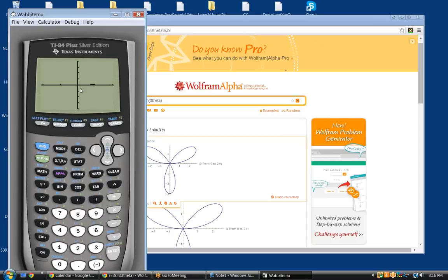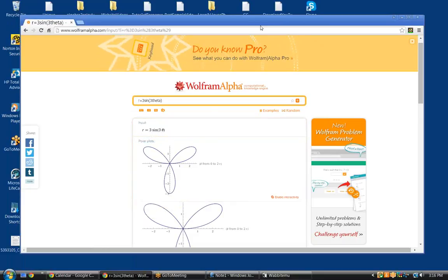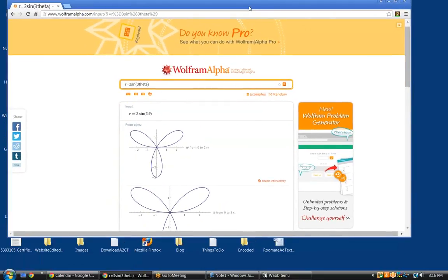I'm not sure what's going on. I don't know, but that's okay. Let's look at it in Wolfram Alpha. It does say theta goes from 0 to 2 pi, so you can answer the question. However, it's worth knowing how to graph these manually.